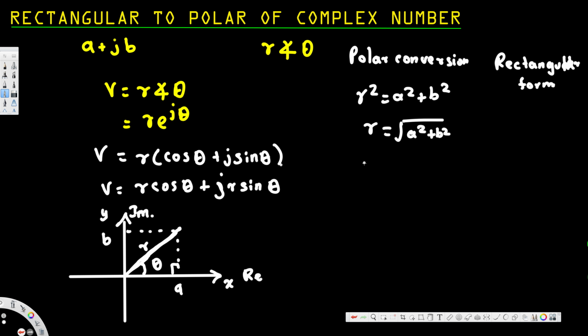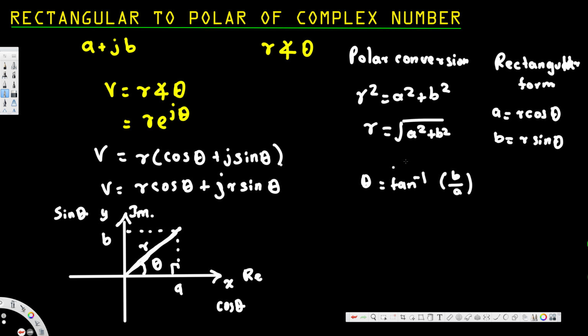And also we can find the angle. Let's look at the angles first. A is going to be equal to r cos theta, because you can see on the x-axis we are going to have cos theta, right? A is equal to r cos theta, and b is equal to r sin theta. So these are the things we have to know. Using this we can find the angle theta. So theta is going to be equal to tan inverse b over a. So these are the things we have to know.